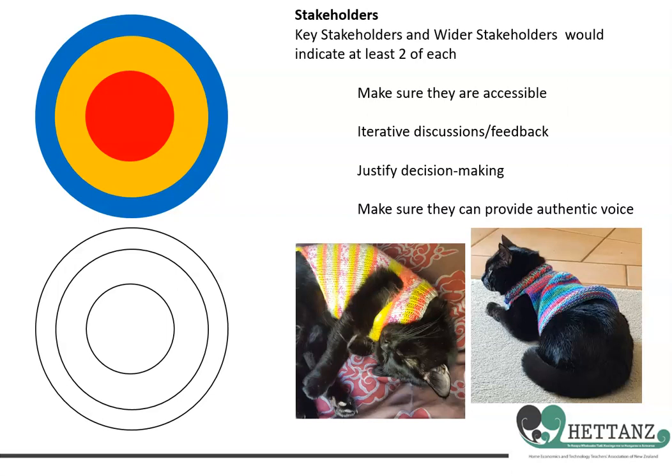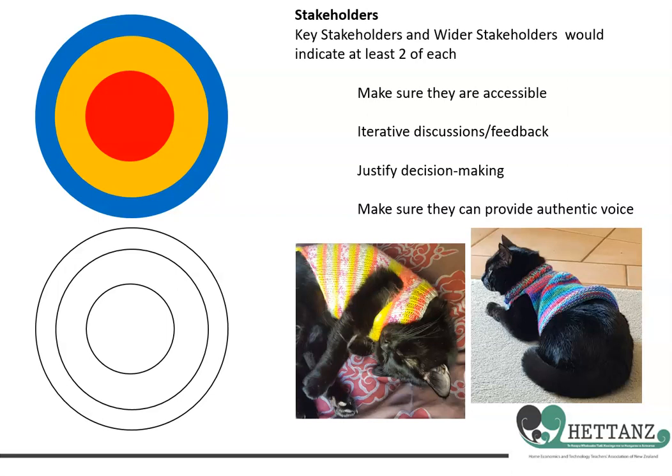So as an example, here is an identified need for a cat, which is a diabetic cat and suffers from the cold and needs a jumper to help keep it warm. So we've got 2 alternative jumpers here. How is the cat going to provide us with authentic voice to let us know which one they prefer? And if we take some expert advice from wider stakeholders, such as the cat's owner or perhaps even some vets, it's still going to be very difficult to capture that authentic voice from the key stakeholder, which is in this instance the cat.